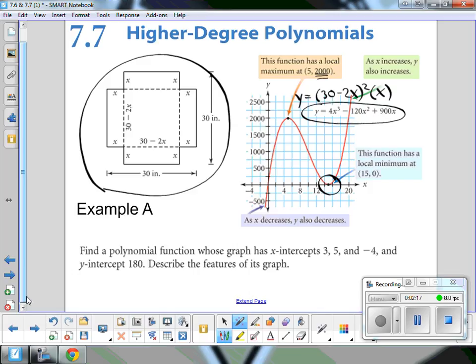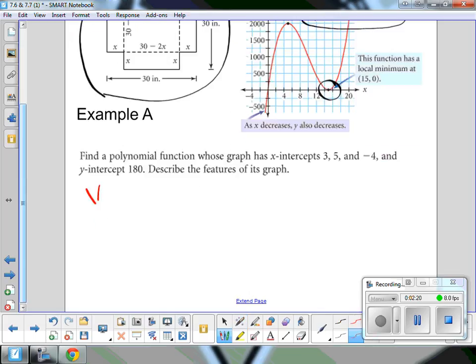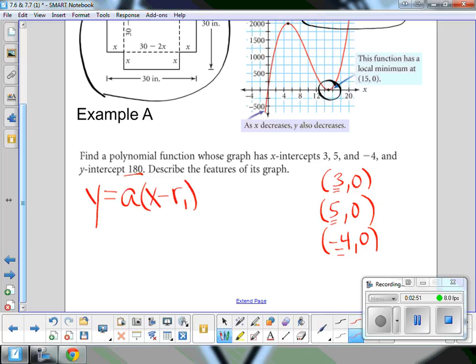Next, let's look at example A. They basically just lay out everything for you, and you have to write the equation. Find a polynomial function whose graph has x-intercepts 3, 5, and -4. So that means 3 is a root, 5 is a root, and -4 is a root. So we'll call this root 1, root 2, root 3. And we also know the y-intercept is 180. That's going to come into play a little bit later. So in factored form, we have how many roots? 3. So we need an R1, an R2, and an R3. Start there.